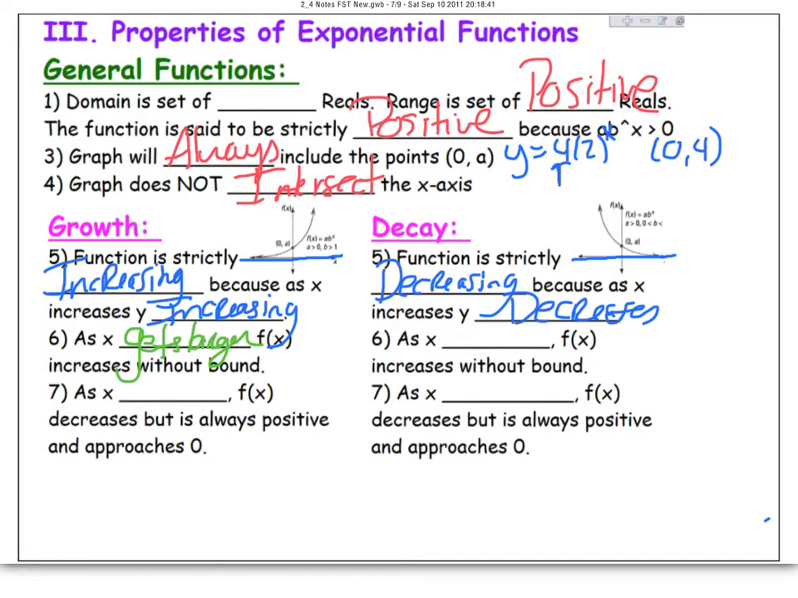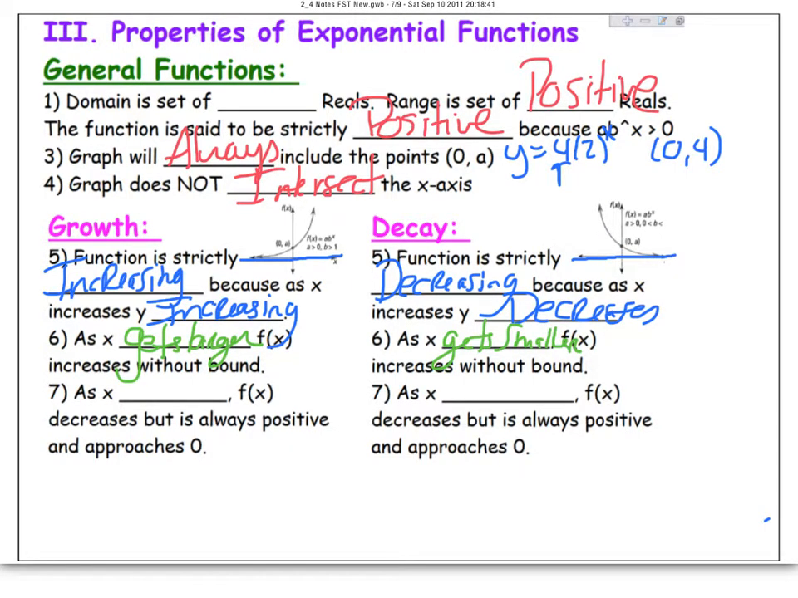For number 6, for the decay, as x gets smaller, what we see happen is that the f of x function increases without bound. So as x gets smaller, they're going backwards. They're saying let's go to the negative x's. When you do that, this increases without bound.